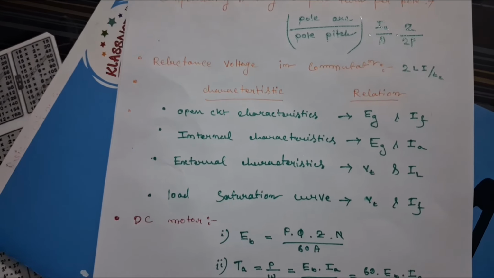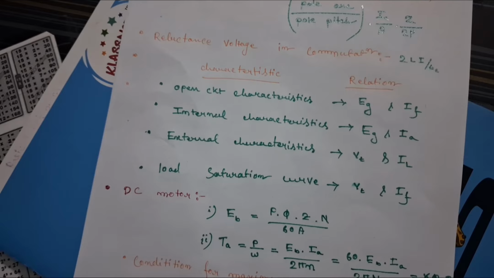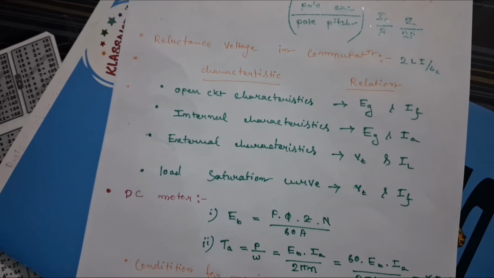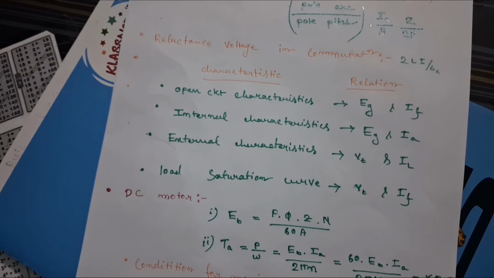Then we start with DC motor. In DC motor, Eb is back EMF. Eb is P phi Z N by 60A. Here P is number of poles, phi is total flux, Z is number of conductors, N is RPM, and A is number of parallel paths.